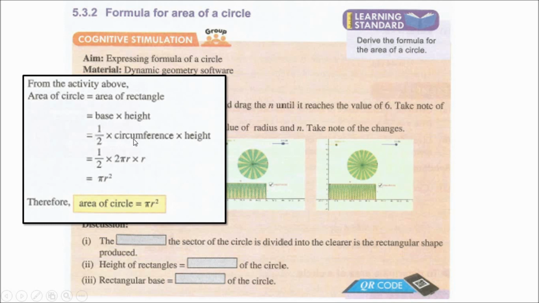And we know that the formula to get the circumference is 2 pi r. Therefore, 1 over 2 times 2 pi r times height, where the height is equal to the radius of the circle. Therefore, the formula of area of a circle is pi r square. You simplify 1 over 2 times 2, and then pi times r times r, you will get pi r square. Therefore, the area of a circle is pi r square.